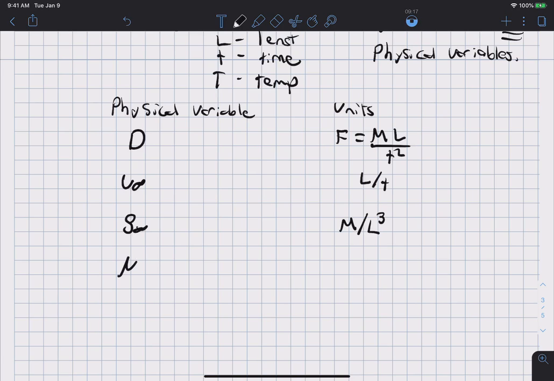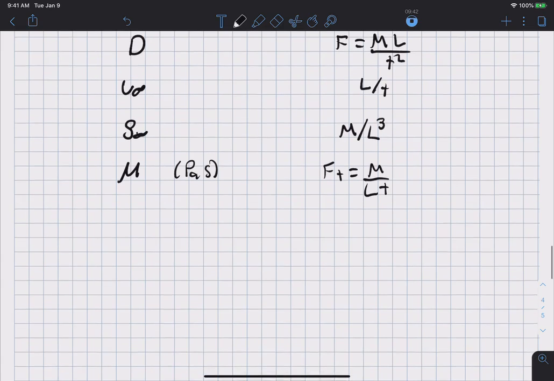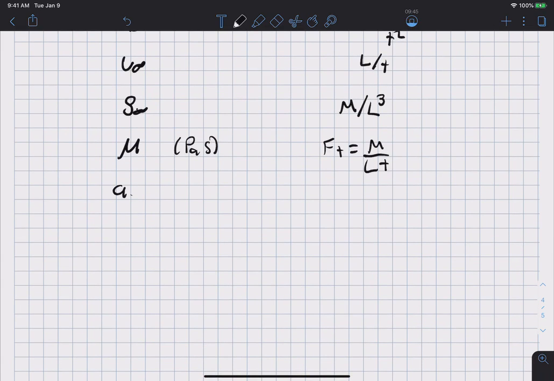We have viscosity, and recall that that has units of Pascal seconds, and you can work through the units, and that turns out to be force times time if you're working in the force system, which is equal to mass over length times time. Okay, and so that's the units of that. There's the speed of sound, A infinity, and that's just a velocity, so the units of that are length per unit time. And then there's the diameter of the sphere D, and that is simply a length.